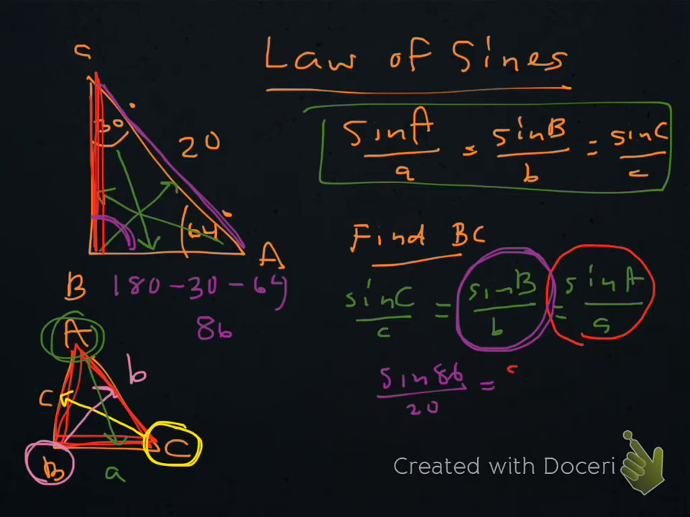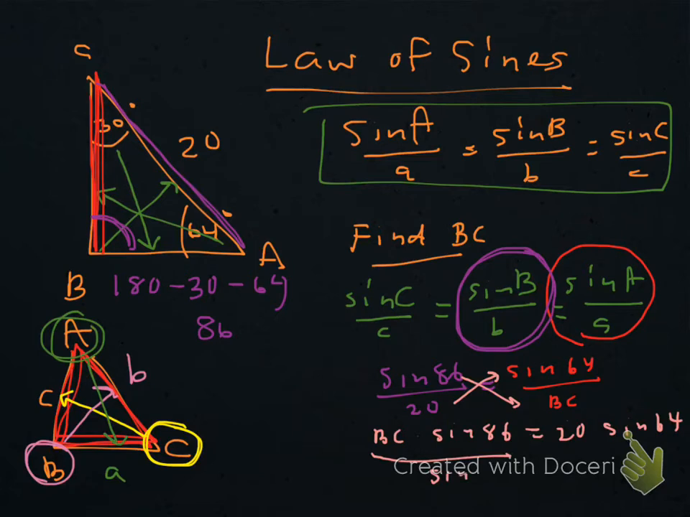And sine of 64 over the side length, which we don't know, we're just going to call it BC. The easiest way to do this from here is to cross multiply. So we end with BC times sine of 86 equals 20 times the sine of 64. We're trying to get BC by itself, so we have to divide by the sine of 86.